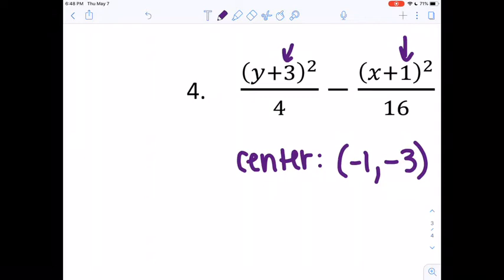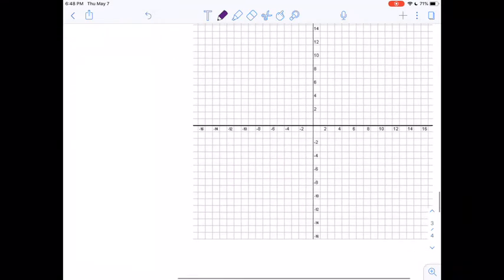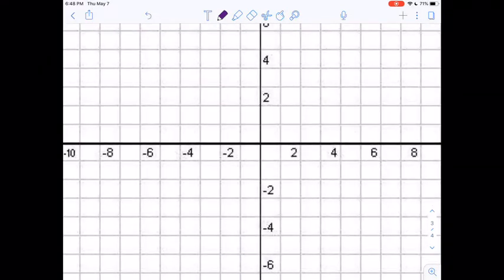Okay, so we know that b always is with y, so b is equal to 2. If you forget the variables, that's okay in this situation. Just know that you're moving along the y-axis 2, and then you're going to move along the x-axis 4, because we take the square root of that denominator. Okay, so my center's at -1, -3.